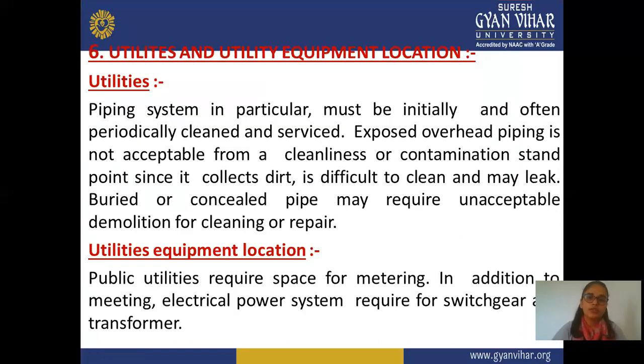Next is utility and utility location. In utilities, the piping system in particular must be initially and often periodically cleaned and serviced. Means there is also some piping arrangement for water supply, and these pipes should be in a proper way and cleaned properly from time to time, and no dust or any leakage should be observed. If anything is observed, then you first repair and clean that particular area.